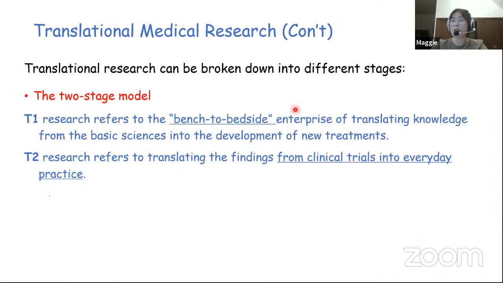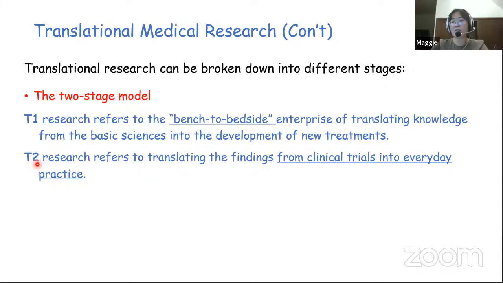As you can see, first, it can be divided into a two-stage model. The first stage is the T1 stage. T1 research refers to the bench-to-bedside enterprise of translating knowledge from basic science into the development of new treatments, which means the bench is the basic research. When they get their conclusion from the lab, they bring this knowledge back to the clinic and help develop new treatments for the disease. So this is the T1 stage.